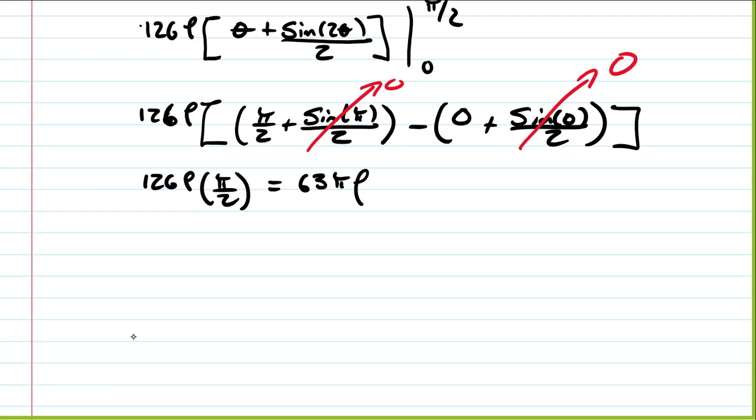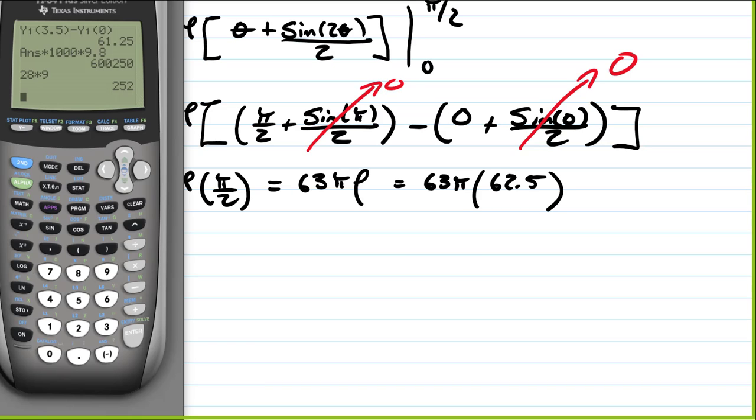And rho, going back all the way to the very beginning of the problem, the density of water was 62.5 pounds per cubic foot. So 63 pi times 62.5. So 63 times pi times 62.5 gives us that number.